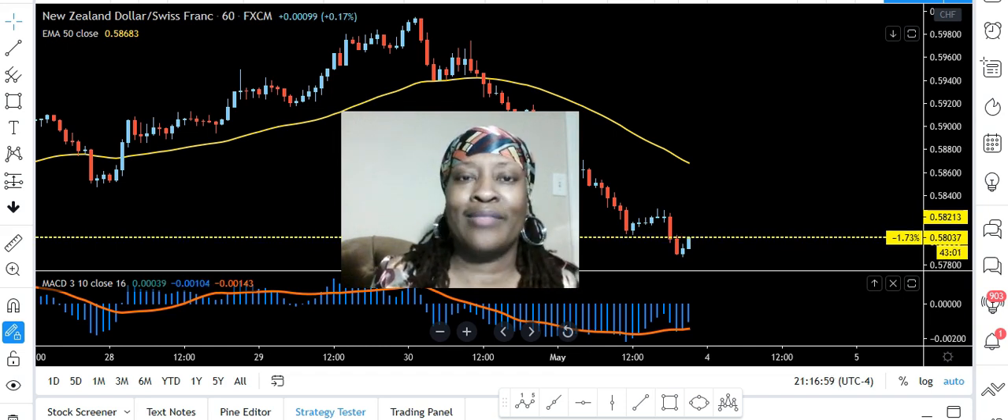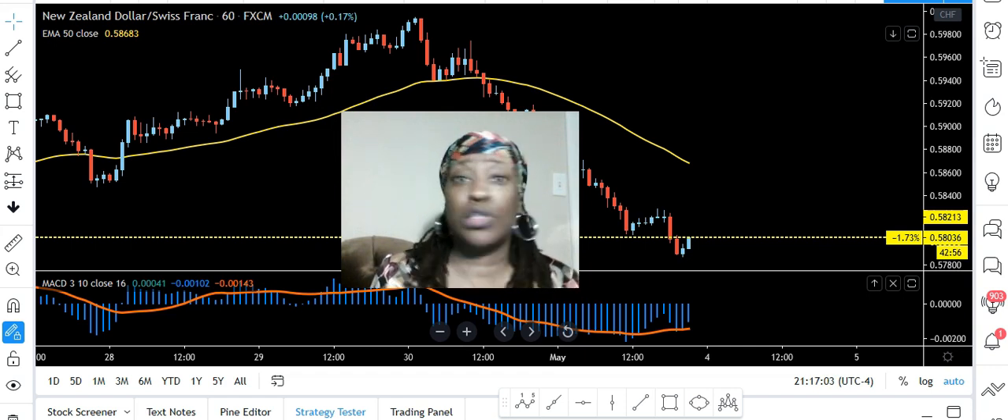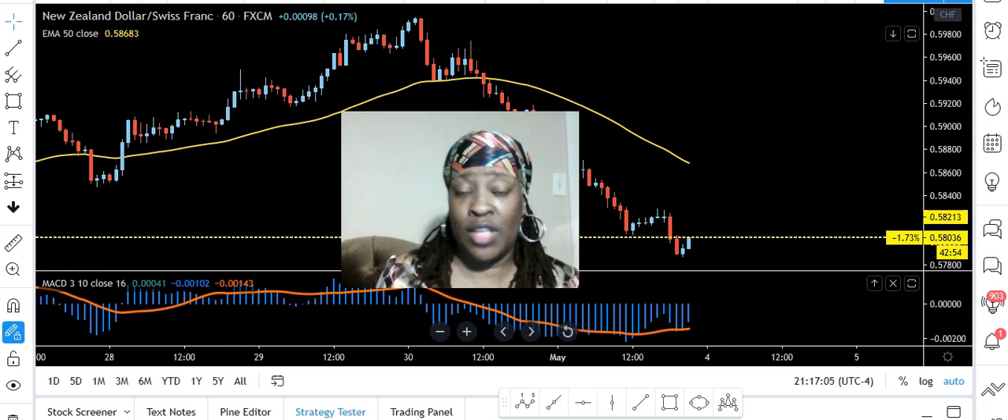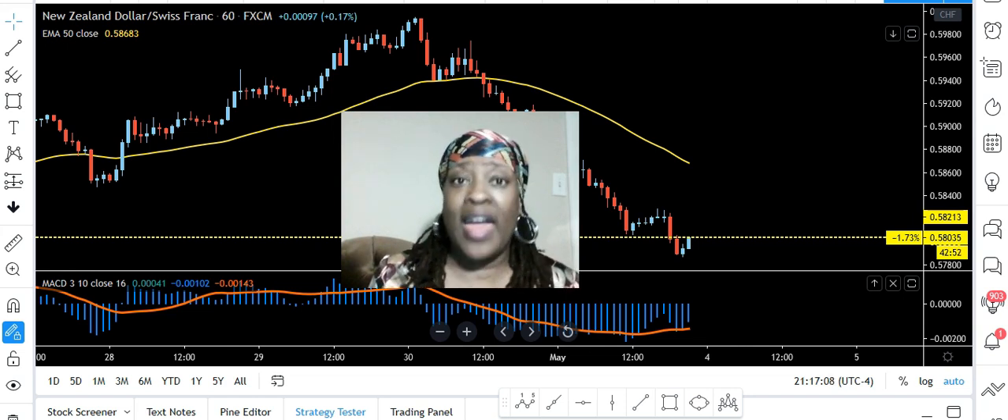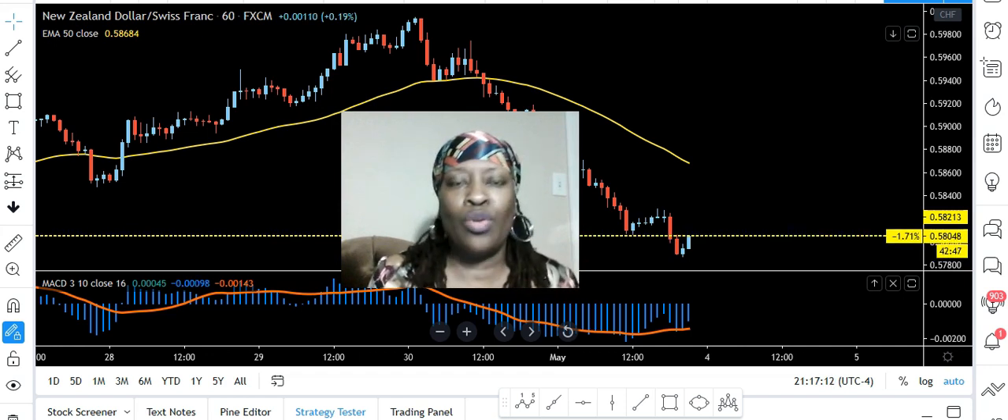I am a currency trader. I've been trading foreign currency now for about 3 years. Absolutely the best decision that I've made in this space. And when I was introduced to the triple arrow system, it just took things to a whole other level.